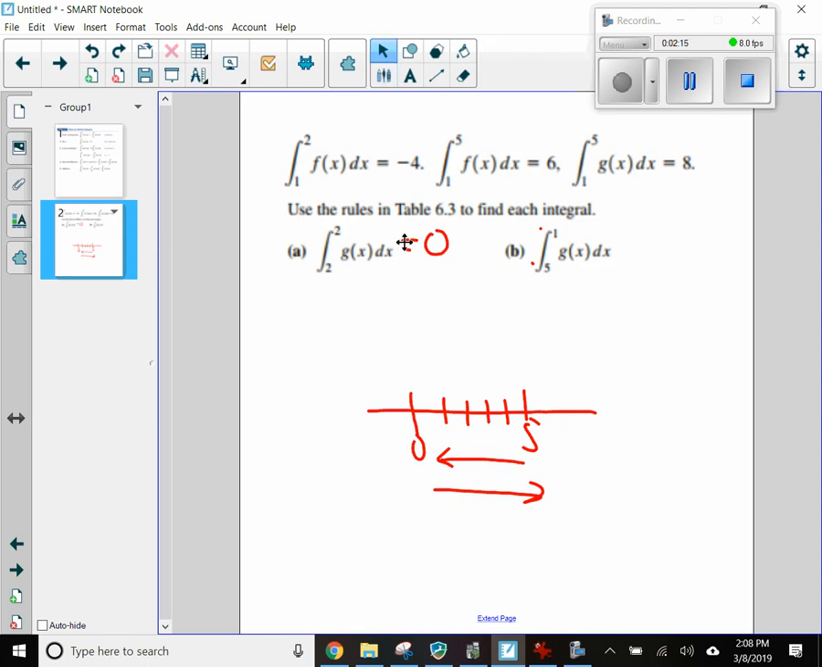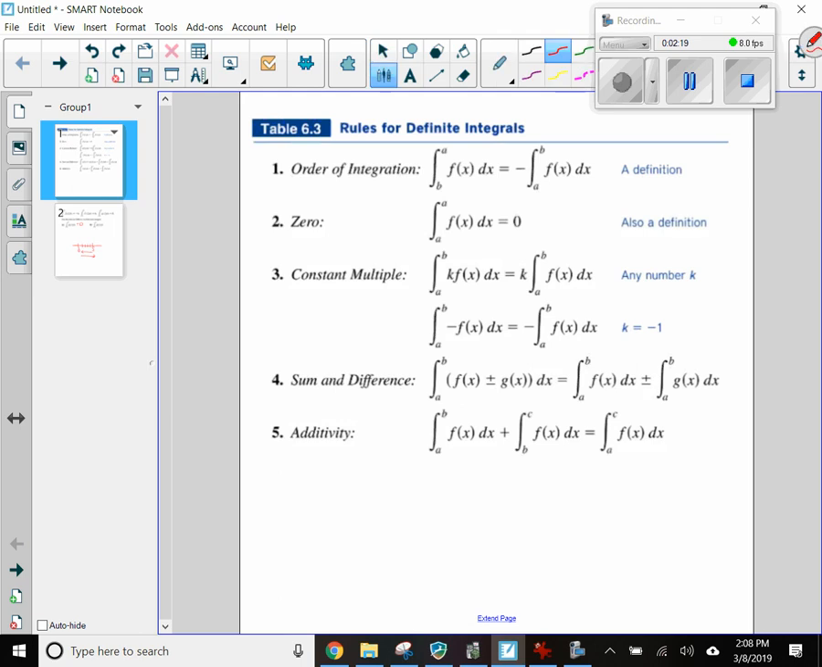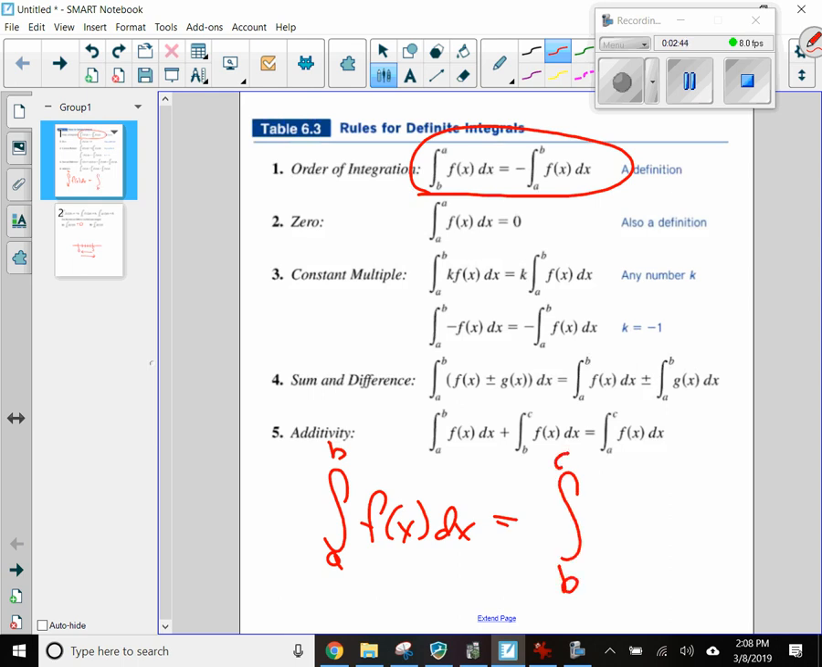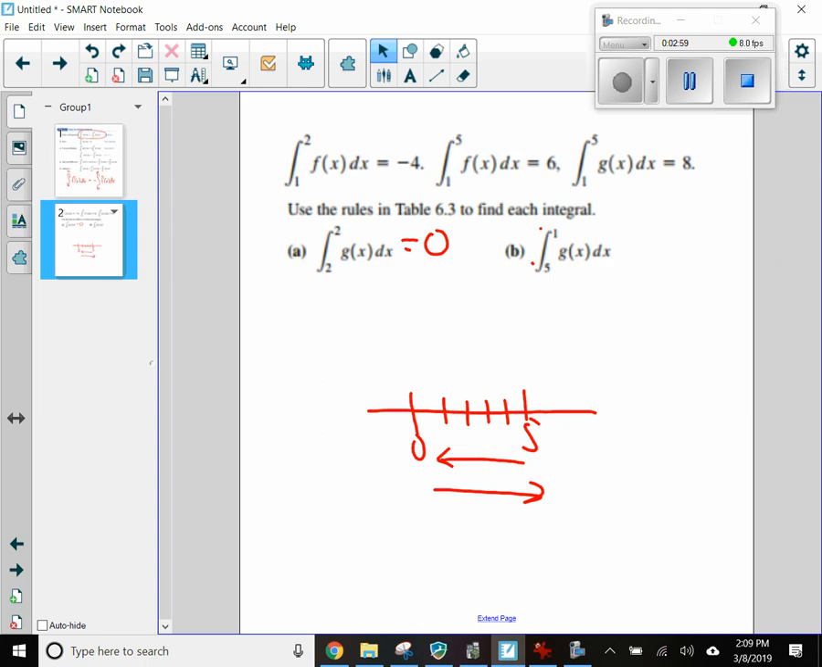I know that if I'm looking at the rules here, I really don't like the way this one is written. I prefer to look at it as if I have the integral from A to B, which I think of more as lower bound to upper bound, of f of x dx. That is going to be equal to the integral from B to A, going the opposite way, of f of x dx, but it's going to be negative. So on this particular problem, I'm going from 5 to 1. That is the opposite of 1 to 5, so the answer here is going to be negative 6.